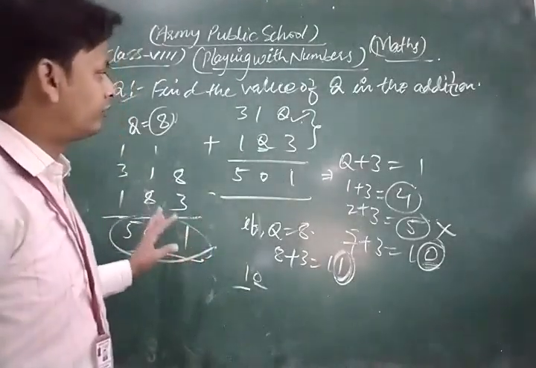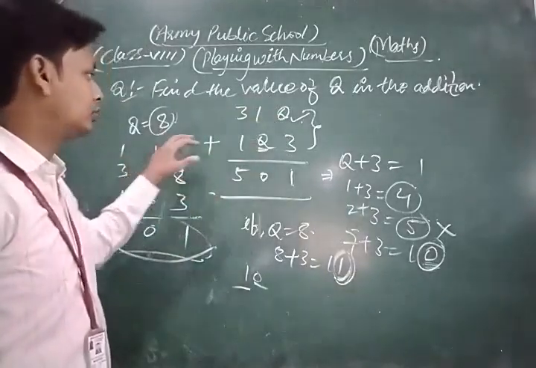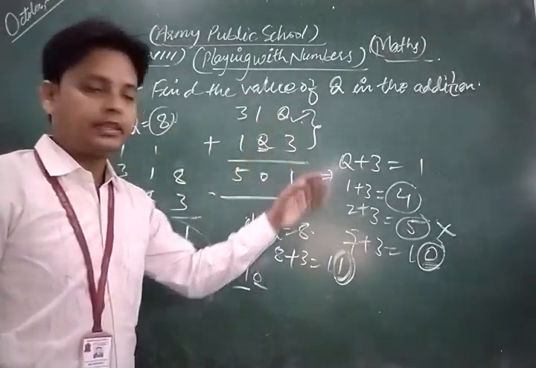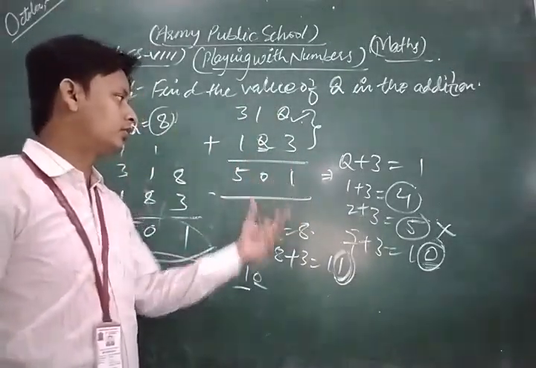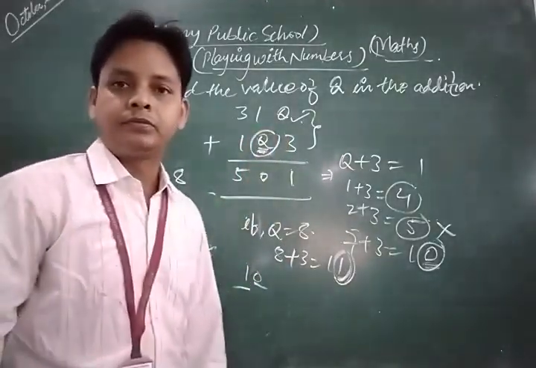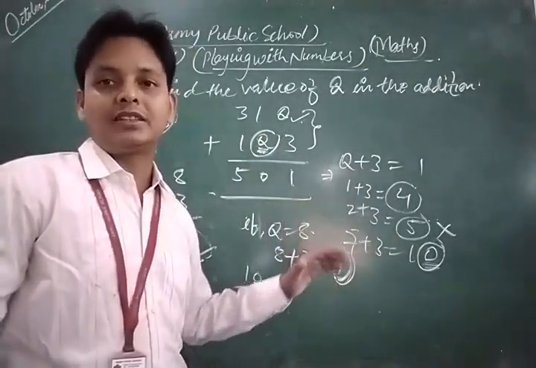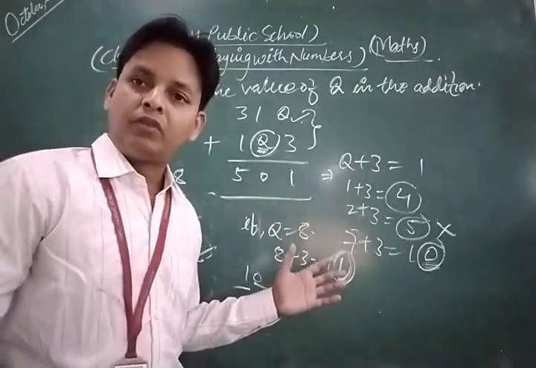So in this way the value of q for that question is 8, because if you put q is equal to 8, then we get the result 501, and also here we put 8, we get 8 also. So in this way you can solve that type of question. So this is the trial and error method, so you check it one by one.